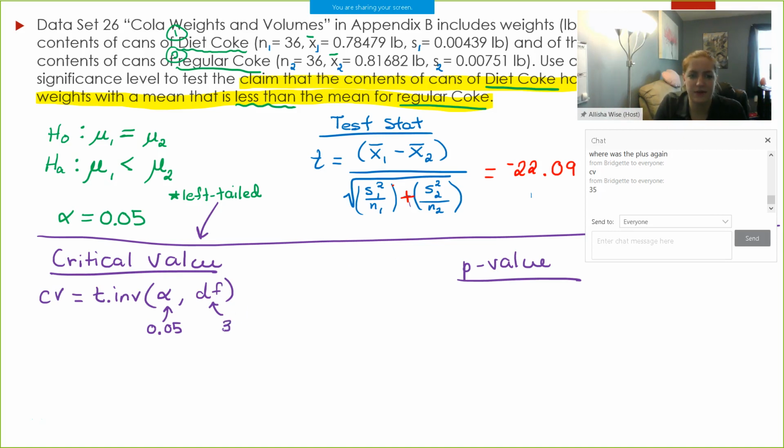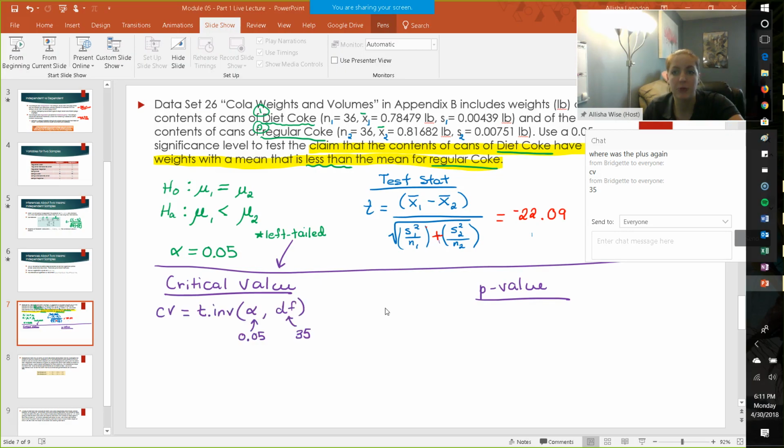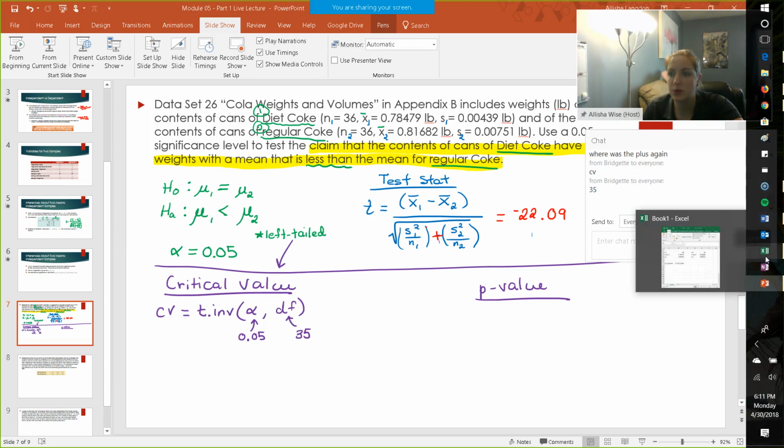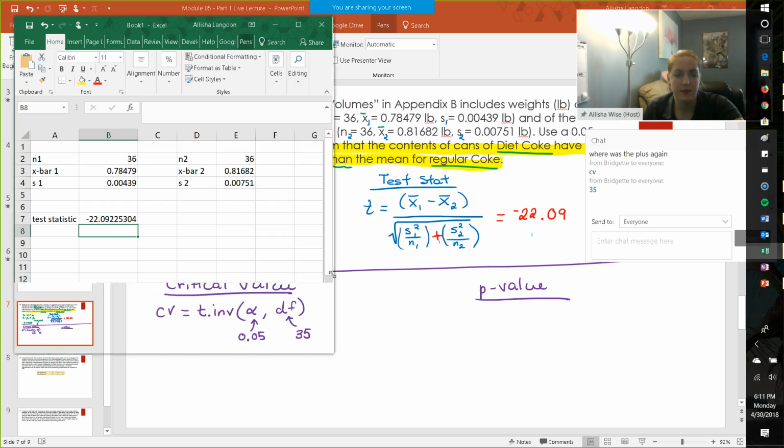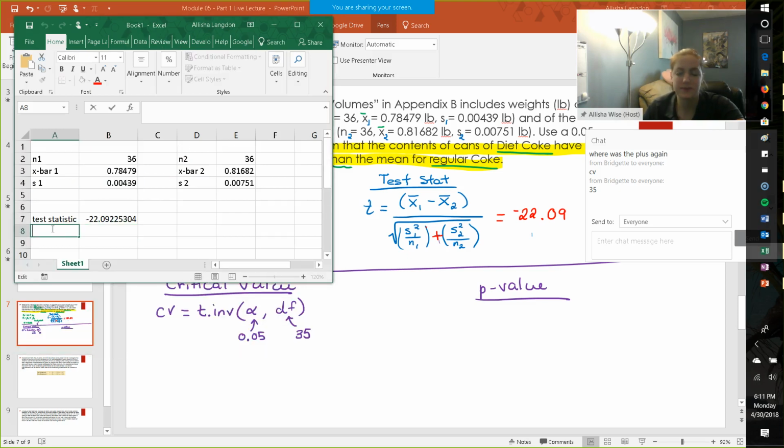A 35. Yes, 36 minus 1 is just 35. Okay, let's plug that in, see what we get. What is our critical value? So critical value: T.INV. Now this time it's going to actually work and not make me really angry at Excel. Okay, so it looks like our critical value is negative 1.69. You could round that up to 9.